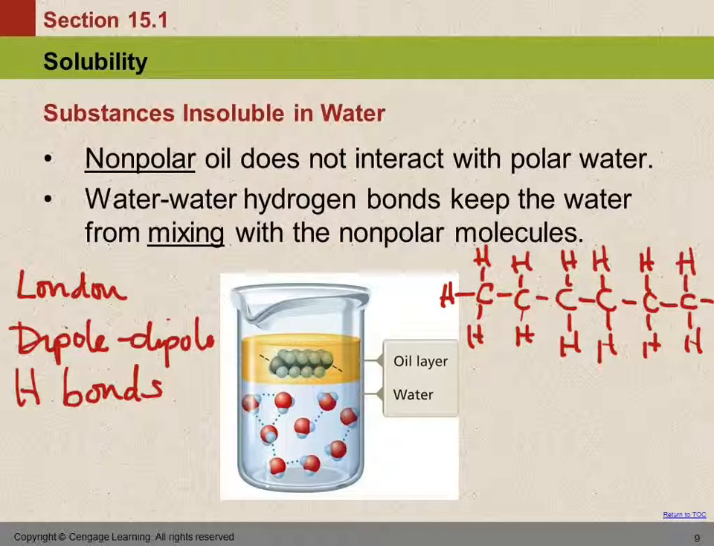No, it isn't. The oil cannot interact with the water molecules. The water molecules are interacting very strongly with each other. So essentially the water molecules are excluding the oil. They're pushing it out.